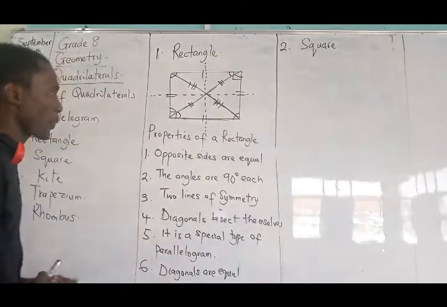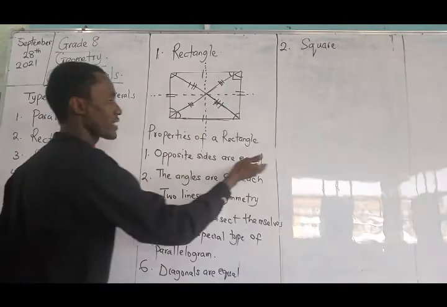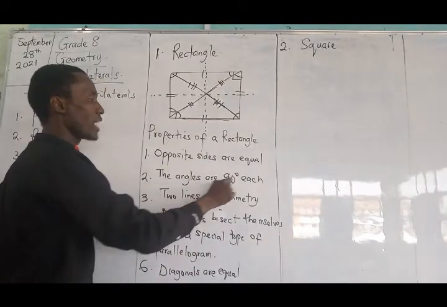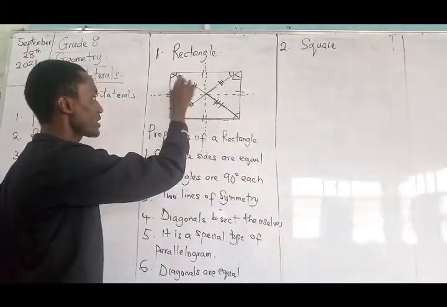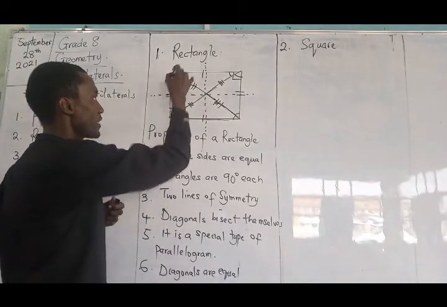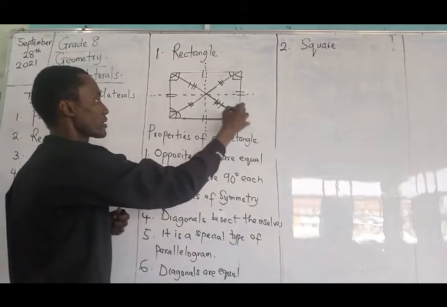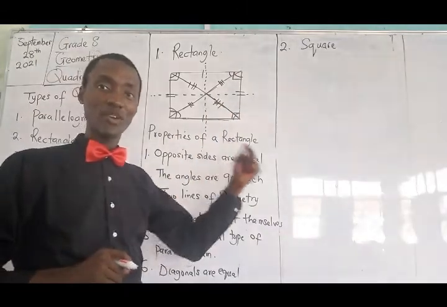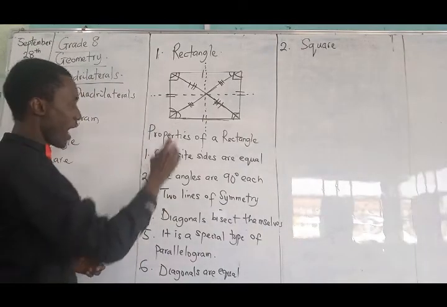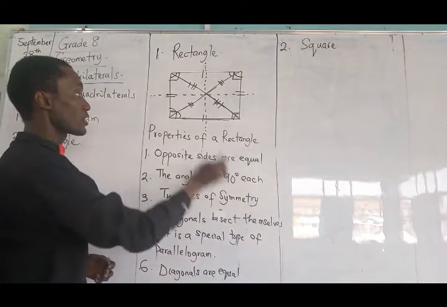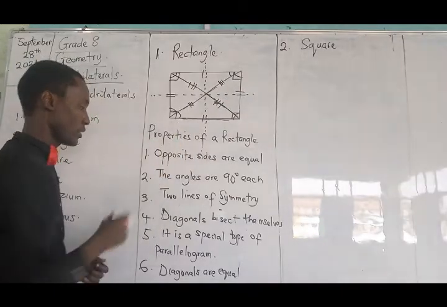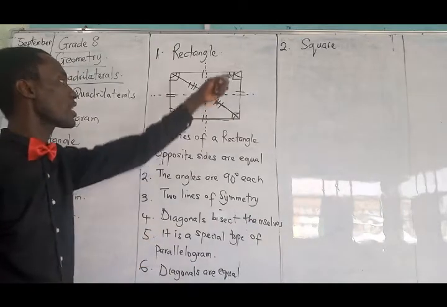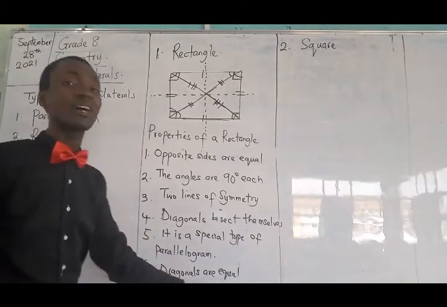So we run over the properties again. Opposite sides are equal. This is equal to this, and this is equal to this. The angles are 90 degrees each, meaning that this is 90 degrees, this is 90, this is 90, this is 90. There's something I don't want to talk about yet. I'm going to talk about that very soon. Now, we have that it has two lines of symmetry. Then we have that diagonals bisect themselves. And because diagonals bisect themselves, it's important to note that the diagonals are equal.